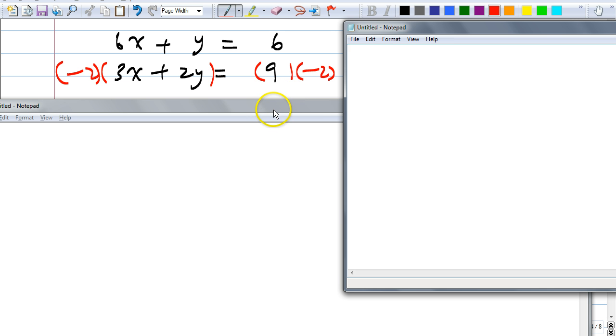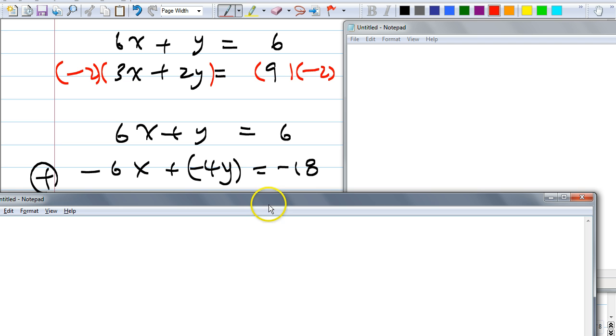Sorry. So therefore, let me do this one first. When I multiply the negative to the bottom equation, what do I get? Who could tell me? How about Sophia? Tell me what to write. It becomes -6x minus 4y equals -. Good. You have to distribute this -2, don't you?